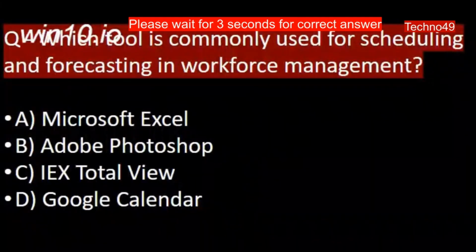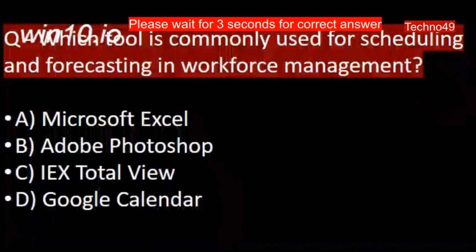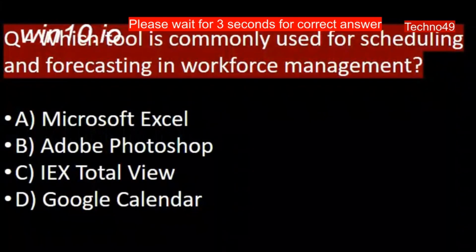Option A, Microsoft Excel. Option B, Adobe Photoshop. Option C, IEX TotalView. Option D, Google Calendar. Correct answer for this question is option C, IEX TotalView.